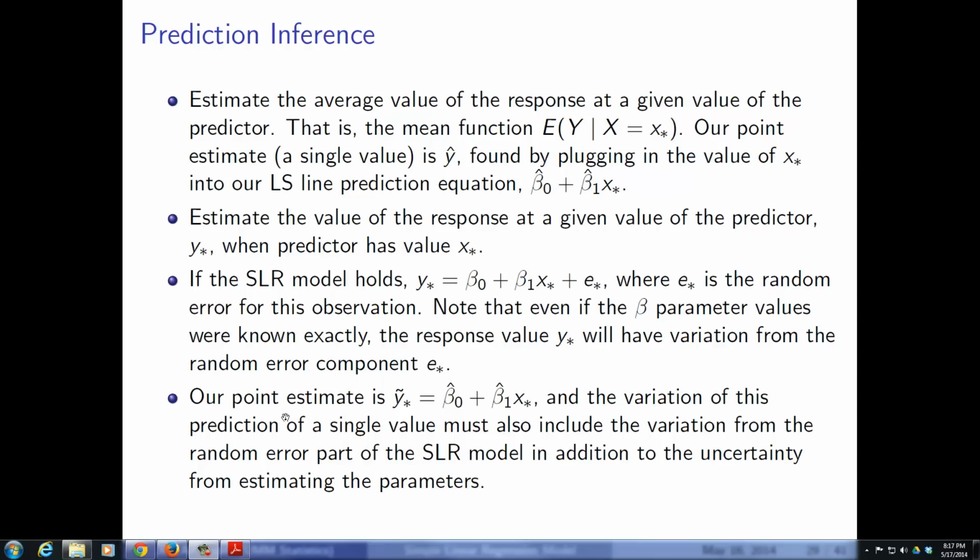In this last bullet, we point out that our point estimate for what y is going to be is y tilde or y wiggle star, and that's found by just plugging in the value of x star into the least squares summary equation. And we're going to have to figure out what the right amount of variation is to come up with appropriate confidence statements about this prediction.